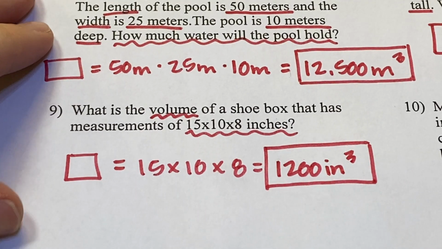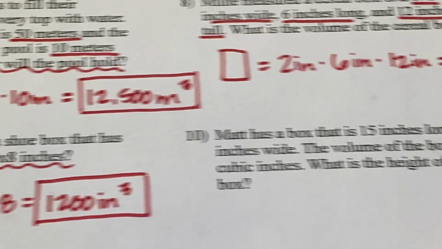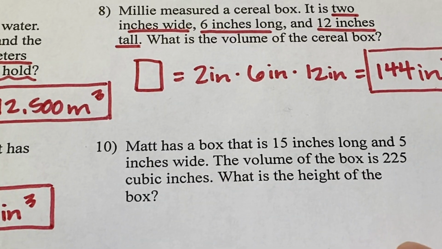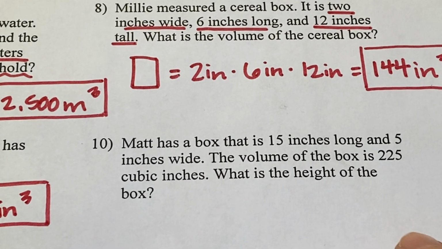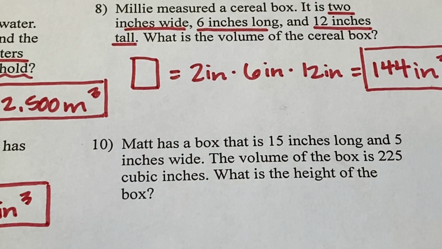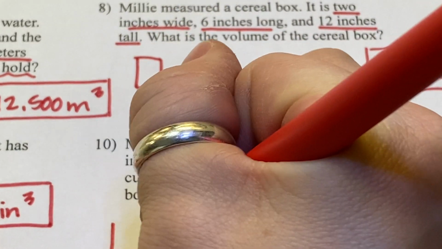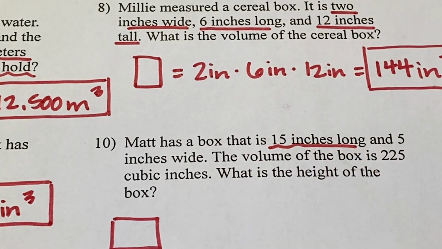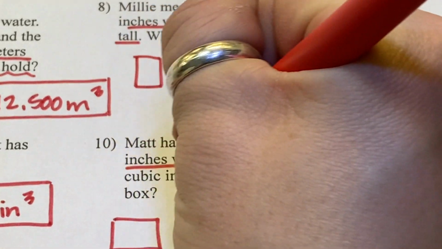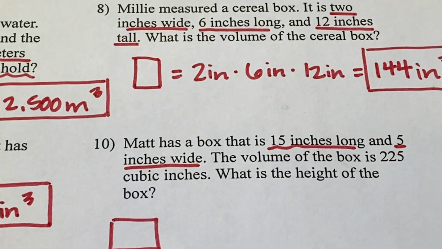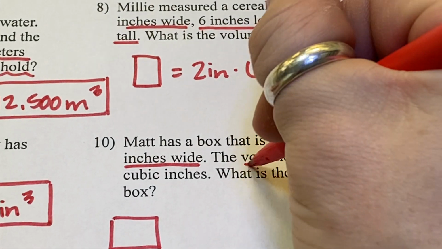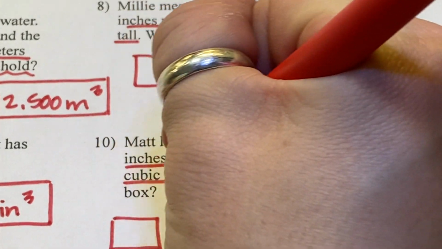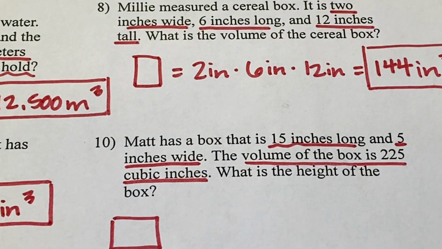Okay. Number 10. This is the one that might be a little more challenging. Matt has a box. What shape can we assume a box is? A rectangle. That is 15 inches long, 5 inches wide. The volume of the box is 225 cubic inches. What is the height of the box?